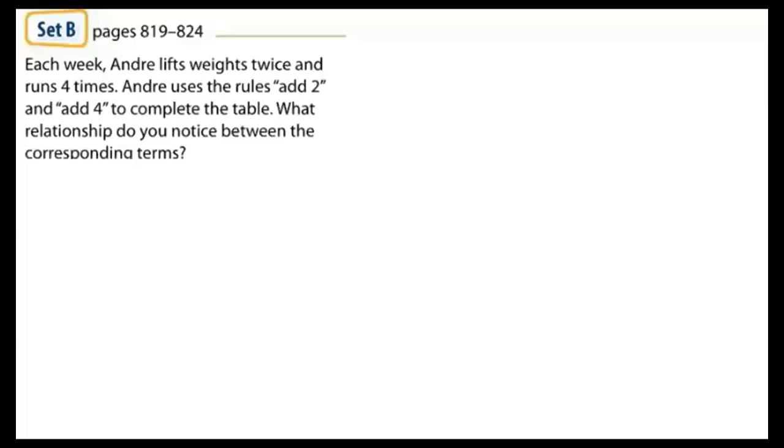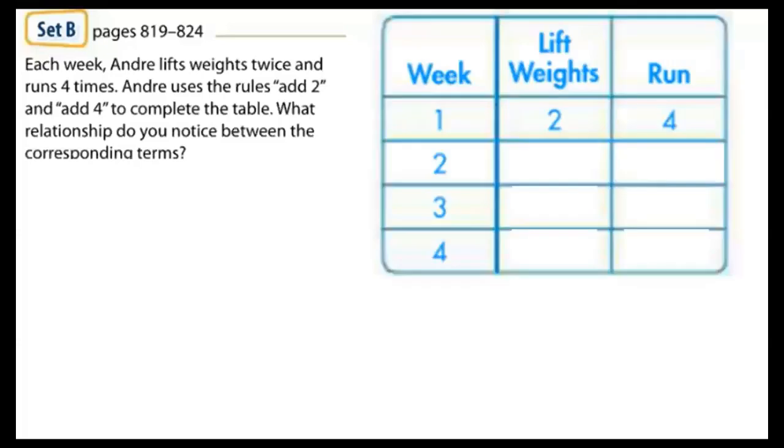Okay, let's see how to fill the table. This is our table here, and the week, we have 4 weeks, start with the first week to the 4th week. Lift weights here and run. He started the lift weights by 2 and run by 4. So we are going to add 2 for weights and add 4 for runs.